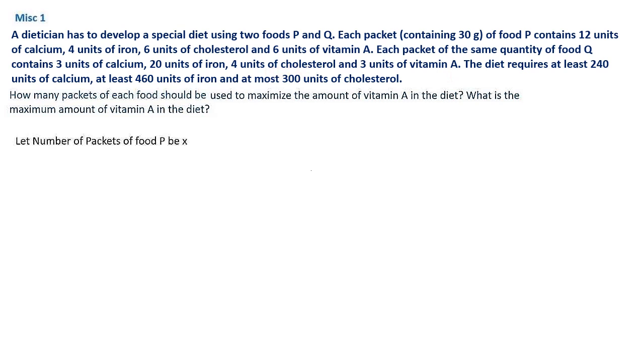So let's assume x and y: number of packets of food P be x, and another type is food Q, that is y. Then write down the main points.